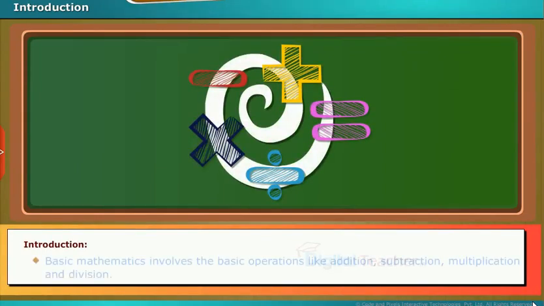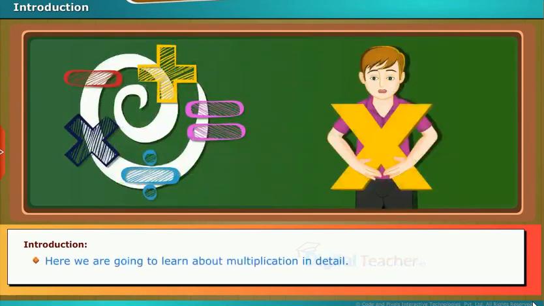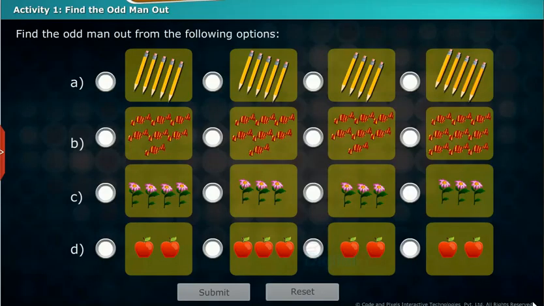Introduction. Basic mathematics involves the basic operations like addition, subtraction, multiplication and division. Here we are going to learn about multiplication in detail. Let us start with an activity. Find the odd man out from the following options.